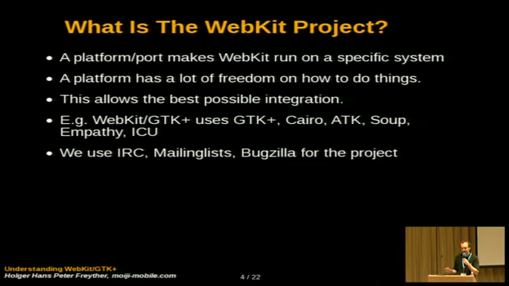And this kind of freedom for the port allows us to directly use the toolkit for many things. So in WebKit GTK, we use, of course, GTK to have a widget. We use Cairo for painting. We use ATK for accessibility support. We use libsoup, which was previously only used in Evolution, to do our HTTP stuff.